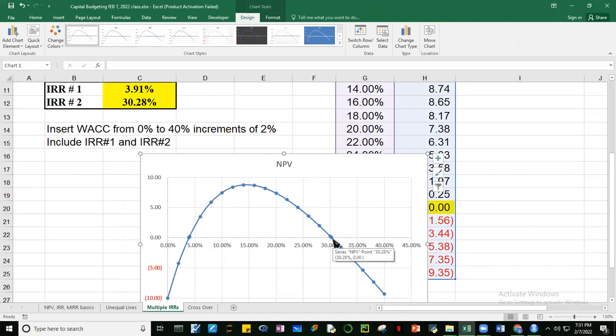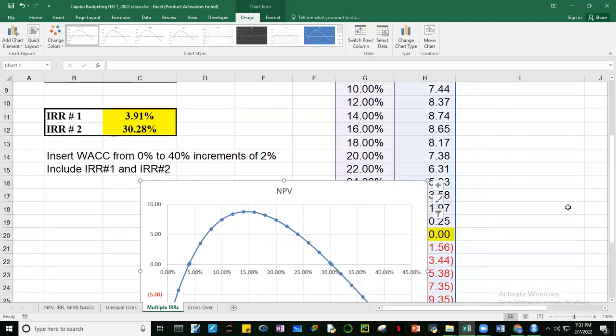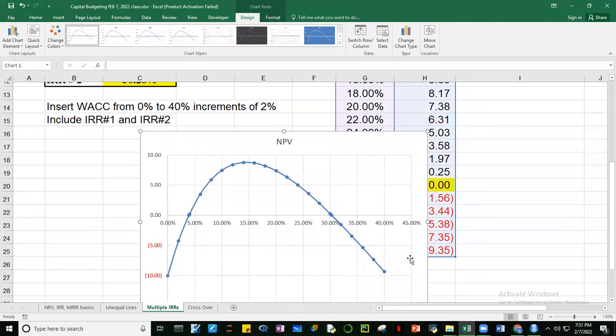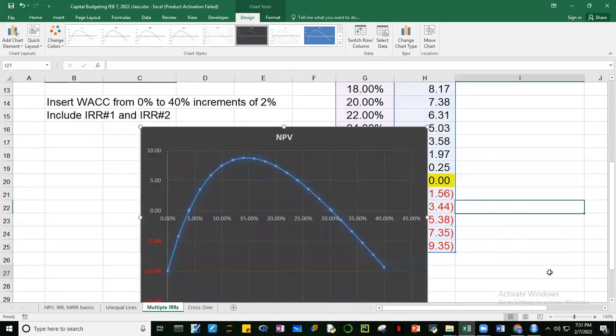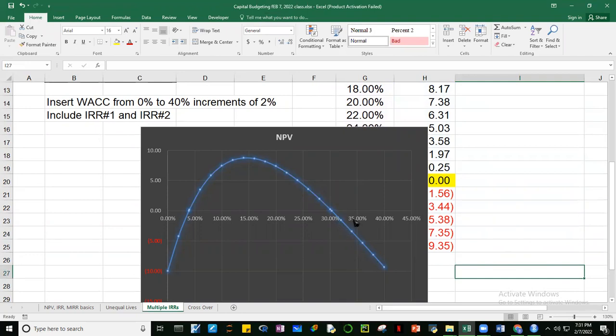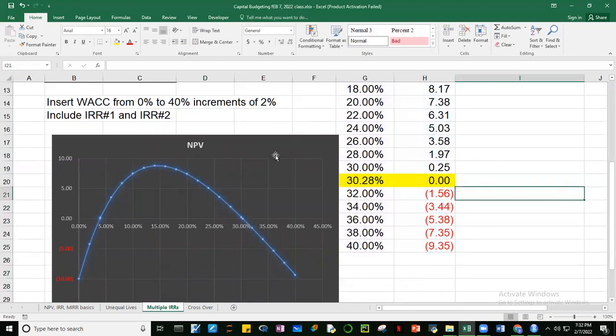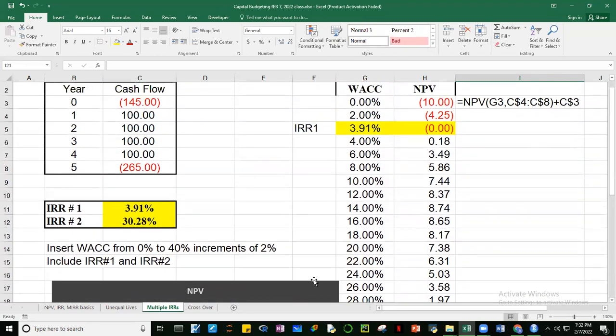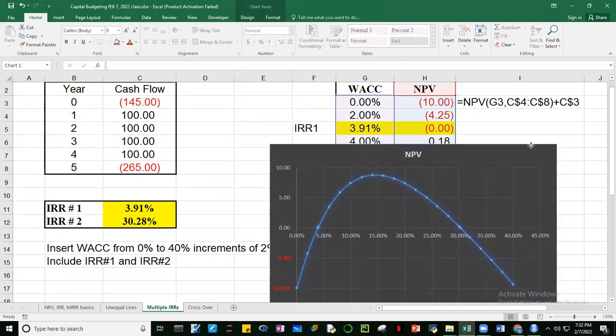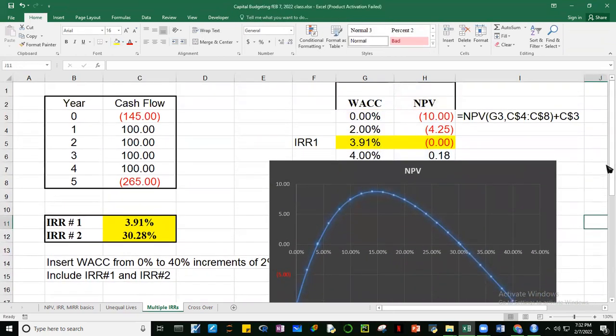Therefore, ang conclusion natin, accept the project for any cost of capital greater than 3.91% and lower than 30.28%. Kung yung WACC natin between 3.91 up to 30.28, okay yung project. If it's less than 3.91, reject the project. If it's greater than 30.28%, reject the project then. Bakit? Kasi at those levels, negative na yung net present value. Okay? So any questions about this? Yung multiple IRRs natin? Clear ba, guys? Okay, if you're not able to get it, ipopost ko yung video tonight, para if you want to review what we did, you have access to it.